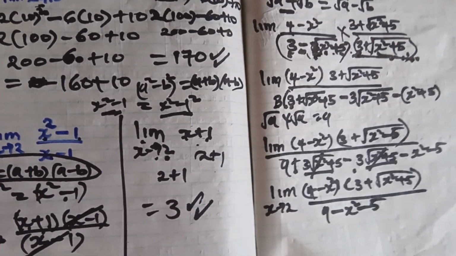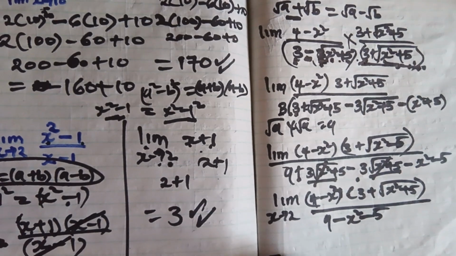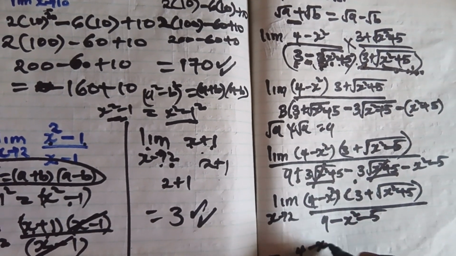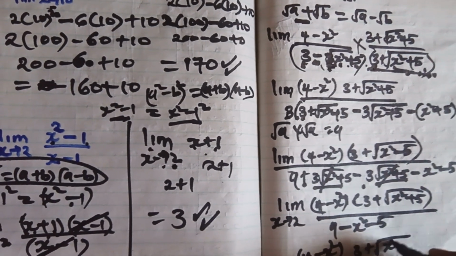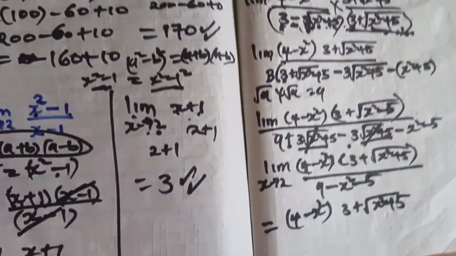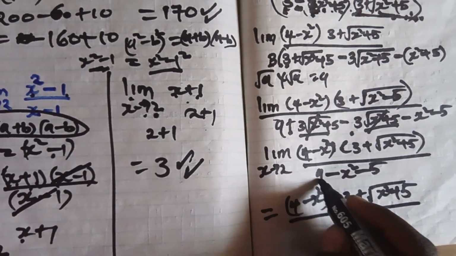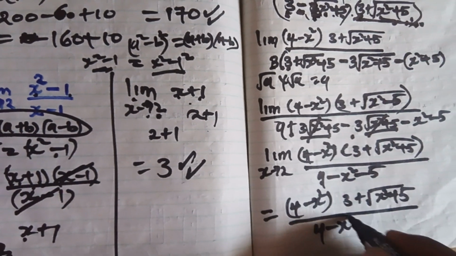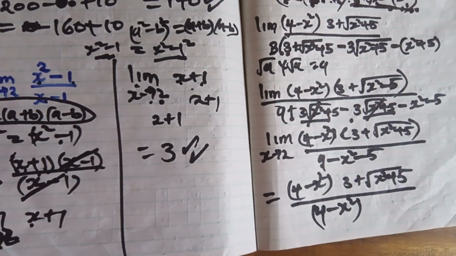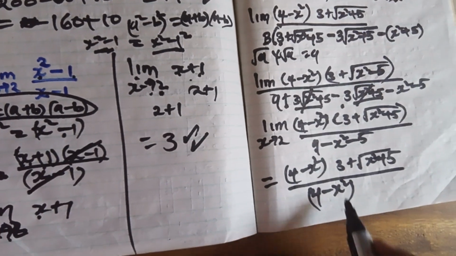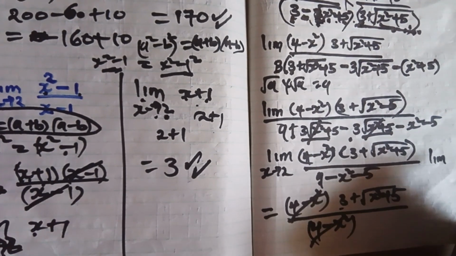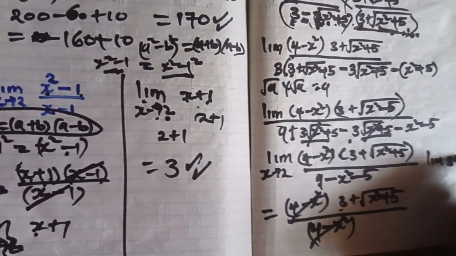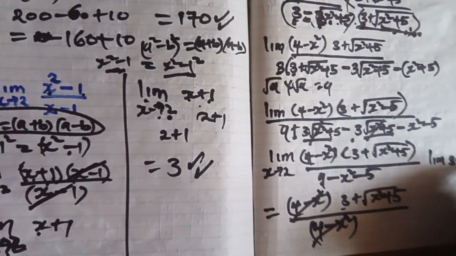I think you are following keenly. As you can see, this is going to remain 4 minus x squared over 3 plus the root of x squared plus 5, all over 4 minus x squared. I think a bright student has already seen what is happening. This one will cancel this one. So we remain with the limit of 3 plus the root of x squared plus 5.